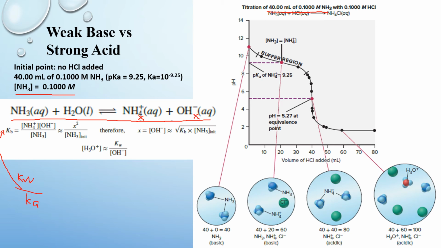Right, so after we get the x, which is the hydroxide concentration, we can convert that into proton concentration using Kw, and then convert the proton concentration into pH. So with 0.1 molar of ammonia in 40 milliliters of solution, the starting pH is about 11.